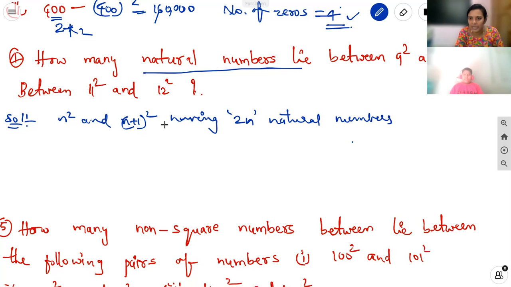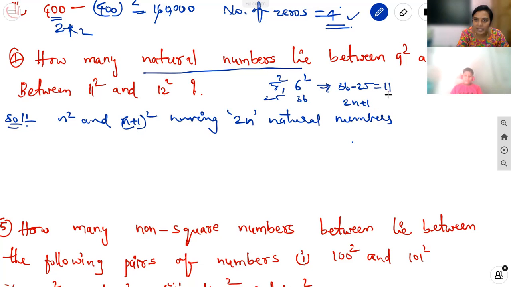Just you can take any example. If it is 5, 6, 5 square and 6 square, that is 25 and 36. Here, from this 36 minus 25 equal to, we get 11. 11 is equal to 2n plus 1. But in between only 10 numbers are there. What are they? 26, 27, 28, 29, 30, 31, 32, 33, 34, 35 only. Just you count it: 1, 2, 3, 4, 5, 6, 7, 8, 9, 10.